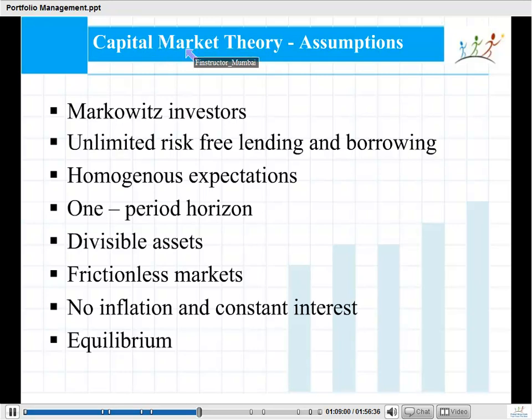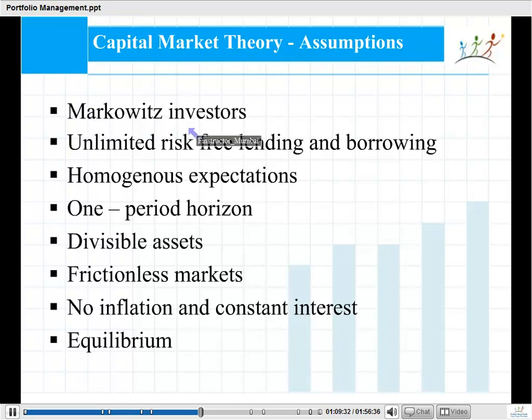So the capital market theory that we are going to study in the coming slides has the following assumptions. These assumptions are important. They are very directly tested, so you have to remember these assumptions. First, all investors are Markowitz investors. So all the previous assumptions that we studied are also valid here. That is, they are risk averse, they have diminishing marginal utility of risk, and they know the returns distribution. And risk is variability, or risk is standard deviation.